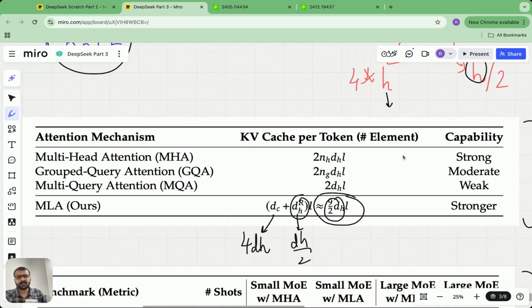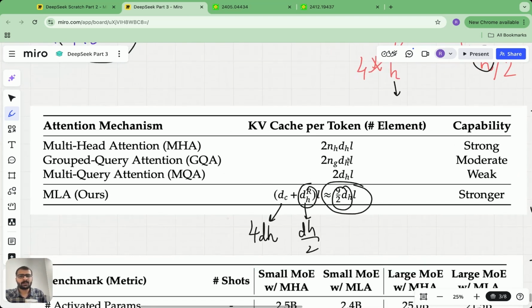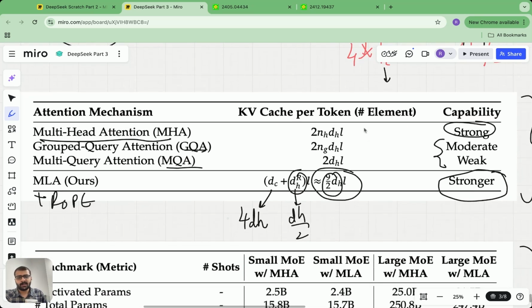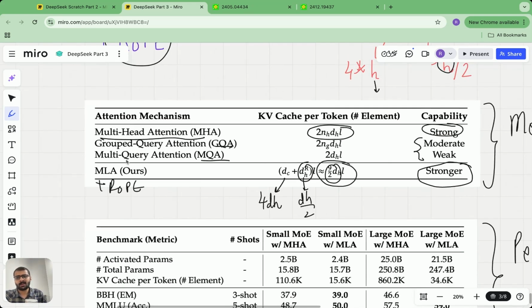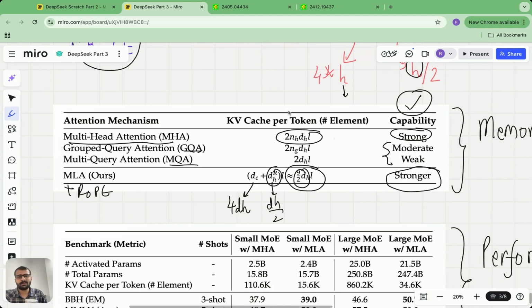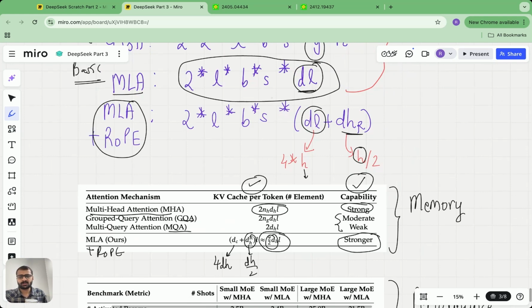So what you can see over here is the capability, right? Multi-head attention has a strong performance, whereas GQA and MQA don't have good performance. Whereas MLA hours, so when they say hours, it's MLA plus rope, that has a great model performance. Plus, at the same time, they reduce the KV cache by a huge amount compared to multi-head attention. So with MLA plus rope, we truly get the best of both worlds. We get the capability, plus at the same time we get the KV cache memory reduction.